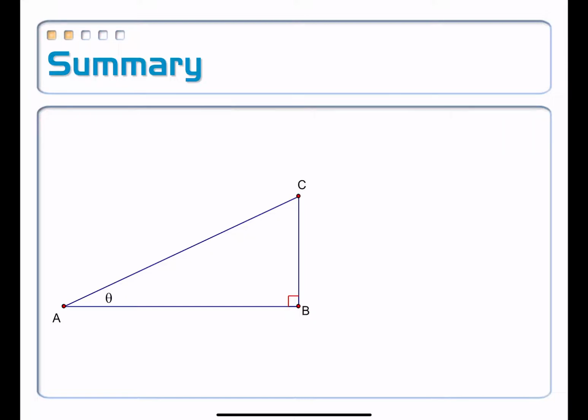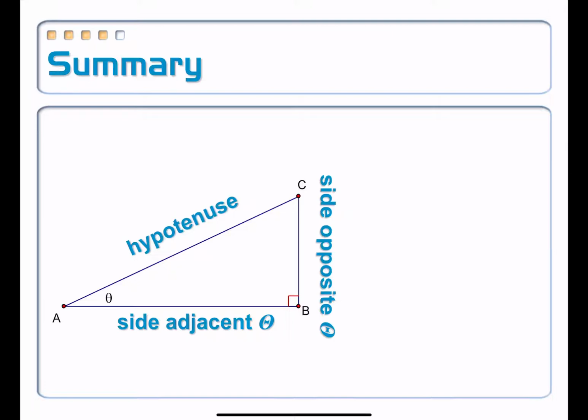Okay, so in reference to theta, we want to label each one of our sides. We have the side that's adjacent to it, which is AB. We have the side that's opposite angle A, which is BC. And then finally the hypotenuse, the obvious one, the longest one across from the right angle. So in terms of those things, that's how we define sine and cosine and tangent.